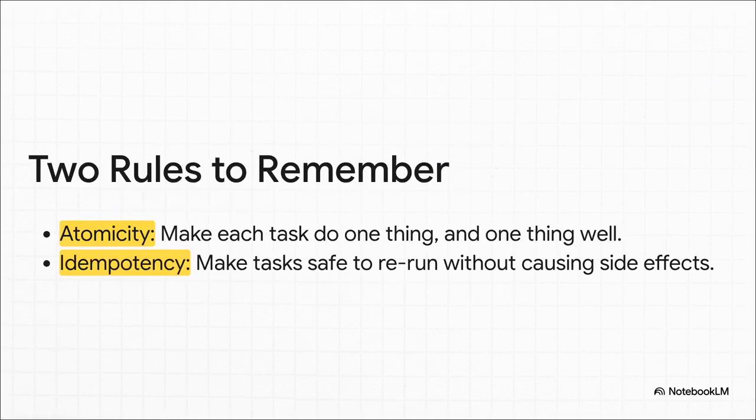So as you start building your own DAGs, there are 2 golden rules to remember. First is atomicity. Make each task do one thing and only one thing. Don't mix downloading and transforming in the same task. Keep them separate. It makes debugging way easier. And second is idempotency. This just means your task should be safe to rerun. If you run it 5 times, you should get the same results as running it once. This is absolutely critical for retries to work safely.